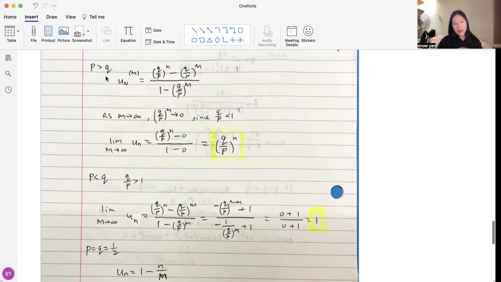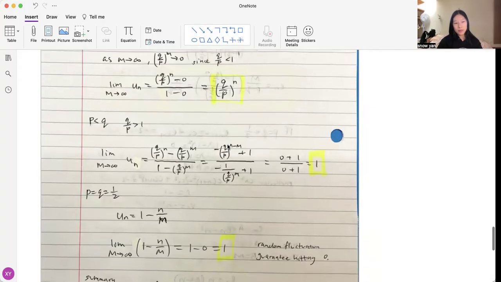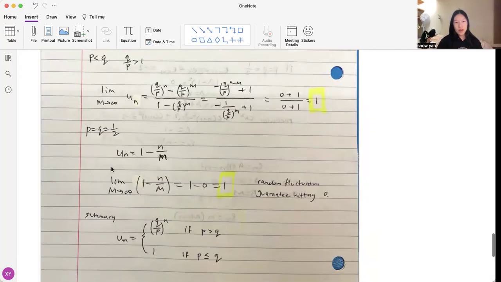Whereas if p is greater than q, as m goes to infinity this thing tends to zero because it's smaller, and as we take the limit, we just approach q divided by p to the nth power. And if p equals q, then we use the previous expression, u_n equals 1 minus n divided by m. If we take m to infinity, we're still guaranteed to hit zero, because just the random fluctuation means that at some point it's going to hit.